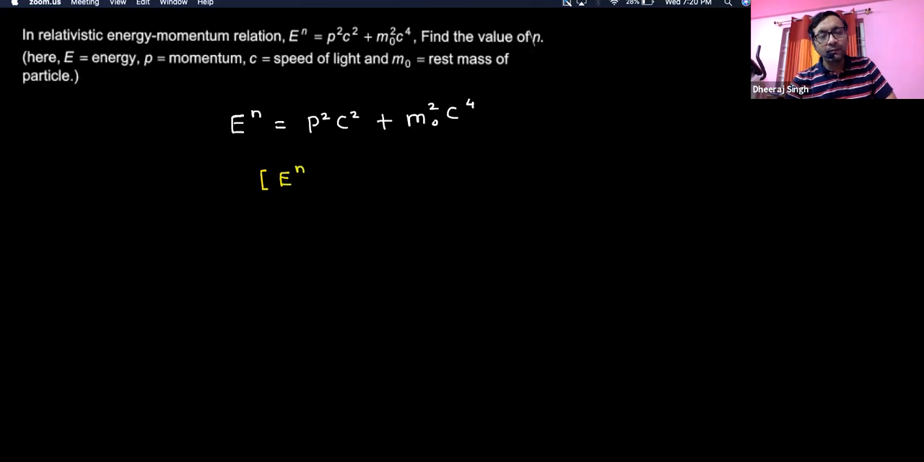Okay, so the correct answer is n equal to 2. So we'll see E to the power n is equal to p square c square plus m naught square into c to the power 4. The dimensional equation will be dimension of energy to the power n being equal to dimension of p square c square, equal to the dimension of m square c to the power 4. So any two combinations you can take. I will take this and that. It will be straightforward.